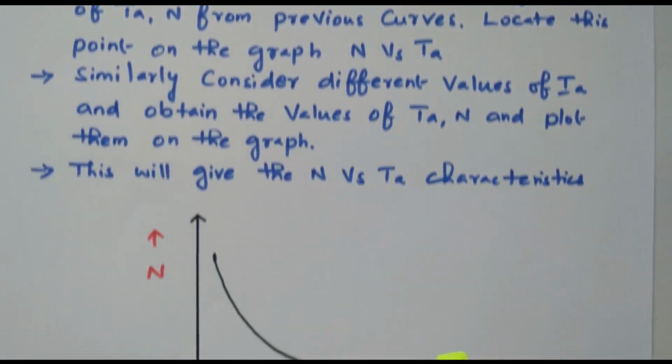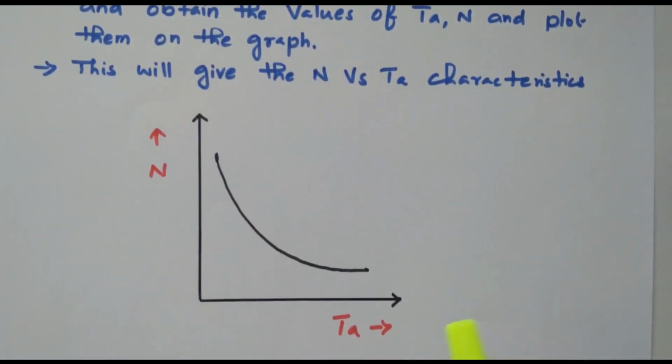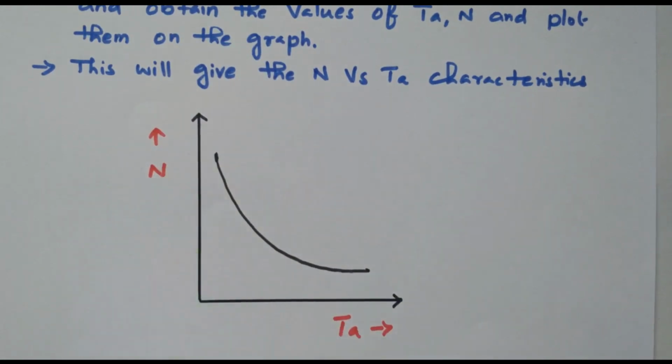That is almost inversely proportional. When TA increases, the speed of the motor decreases. When the torque increases, the speed will decrease. So from the previous two curves, by taking different values, we can obtain the third curve, which clearly shows that it is inversely proportional.